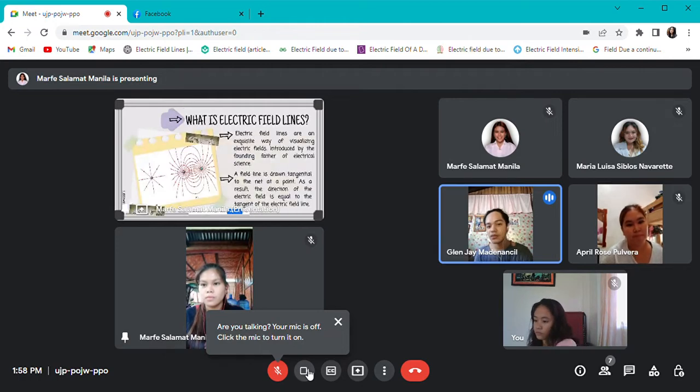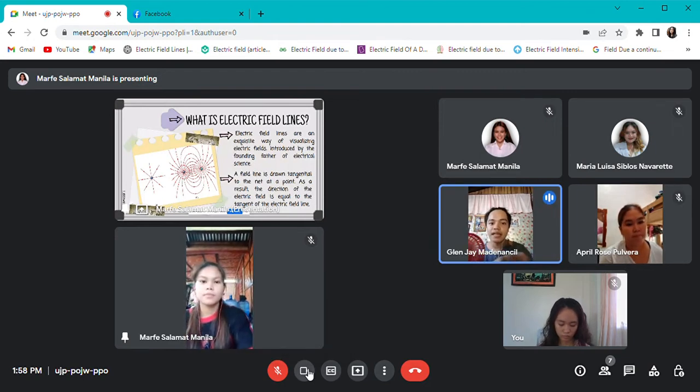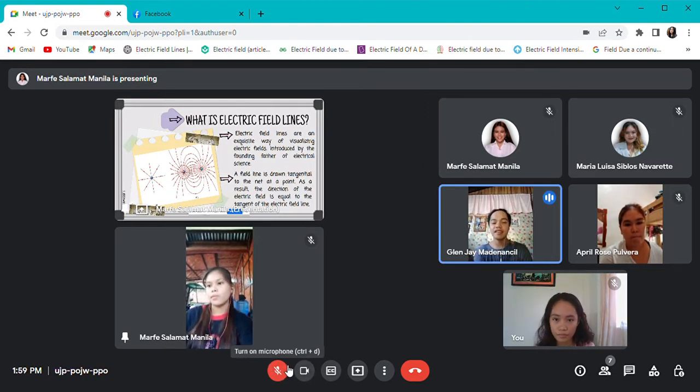So what are electric field lines? I guess this is very easy to understand. What are electric field lines? May we have Aloisa read to us the first highlighted point, the one with the arrow, and then explain.